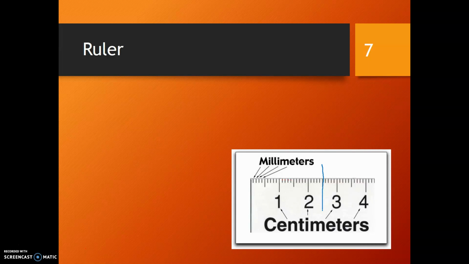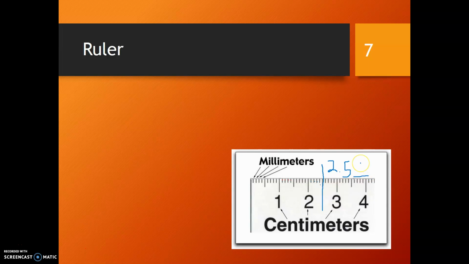And so it's right on that line. What would you put as your measurement for that? Well, you know for sure that it's 2 centimeters. You know for sure that it is 1, 2, 3, 4, 5 millimeters. So I'm going to put that it's 2.5. And now here's where you have to add an estimated value.